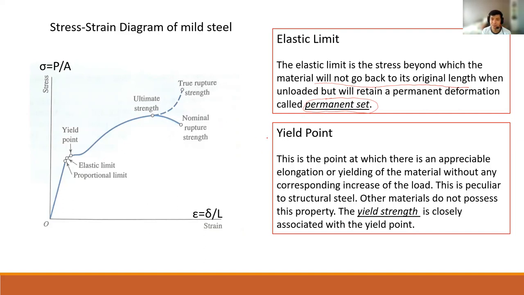Okay, so yield point is where there is an appreciable elongation or yielding of the material without any corresponding increase of the load. Meaning, there is still elongation despite no load being added anymore to your material. So it keeps deforming even though the load is now constant. So this is the phrase here: an appreciable elongation or yielding of the material without any corresponding increase of the load. That's the highlight of this particular point.